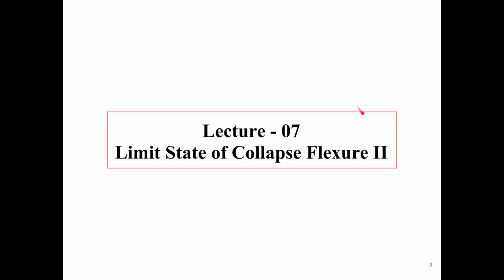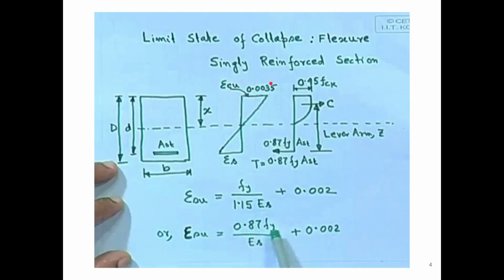So the limit state of collapse for flexure, as we discussed last class. Basically, as you can see, we discussed this for the singly reinforced section. The others are basically an extension of this concept. So let us briefly go through it.